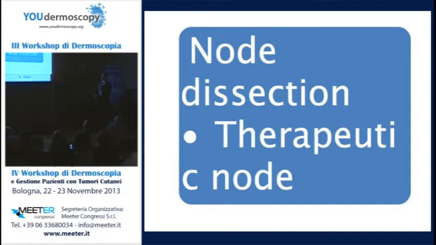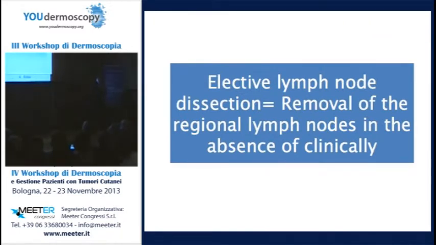Now, what about elective lymph node dissection? What is elective lymph node dissection? Well, that's easy. Elective lymph node dissection is when you have a primary tumor, a melanoma, and you remove the lymph nodes, although there are no metastases clinically. Why do you want to do that? Because you think that there is an increased risk of subclinical metastases, micrometastases. So if you remove them, that's the dream, then you will prevent further metastasis.